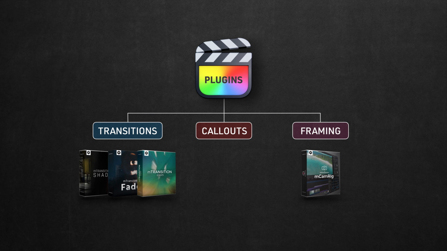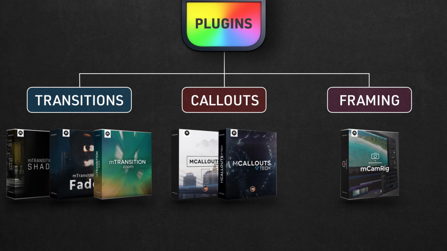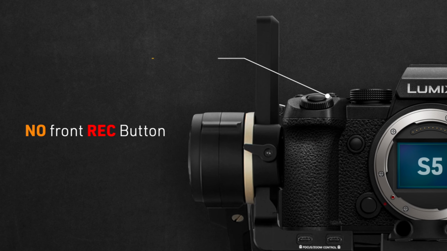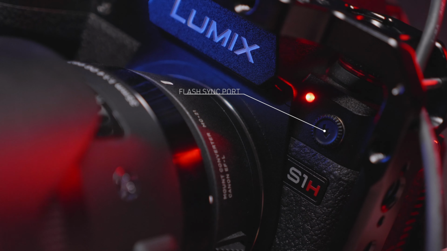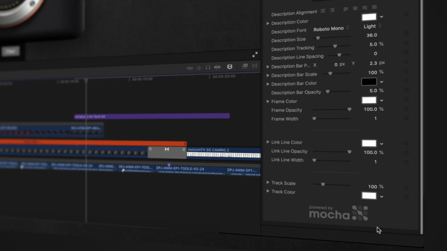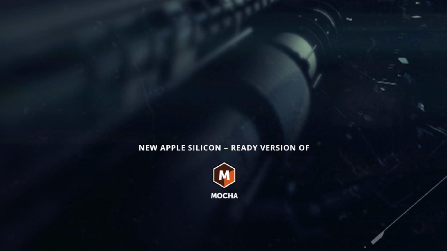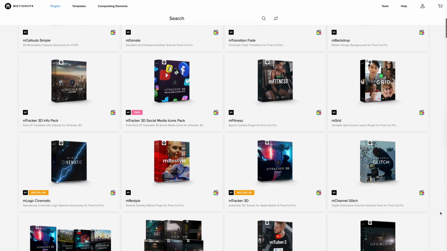Moving on to callouts, I mainly use MCallouts Simple and MCallouts Tech. Those are the kind of funky animated titles I sometimes use to tag subjects, like here for example. Sometimes it's static, and other times it tracks the motion of the subject. All those plugins are powered by Mocha, the most powerful industry standard professional tracking tool that's actually used in Hollywood. And that's mainly what I use in my episodes. Of course, there's a lot more plugins out there to choose from that can fit your needs and taste.